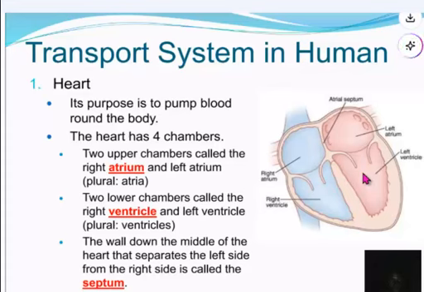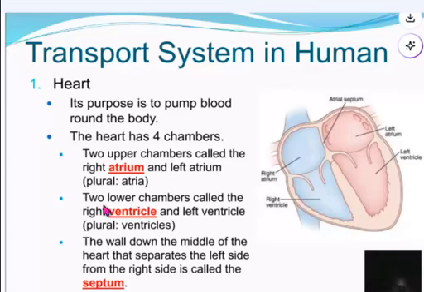The heart has 4 chambers. 2 upper chambers, called the right atrium, you can see it here. This one here is the right atrium, and this one is the right ventricle.